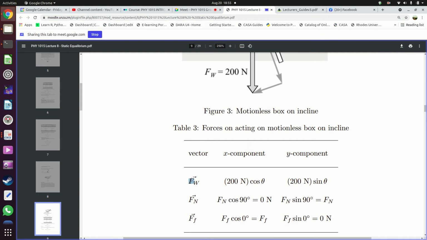So once you do that, then you start with the weight. So the weight of the box is going to be 200 newtons cos, remove this theta, you put 300 there. So 200 cos 300 degrees.